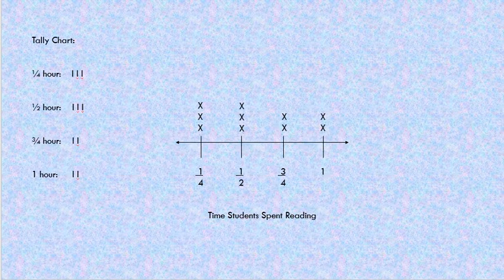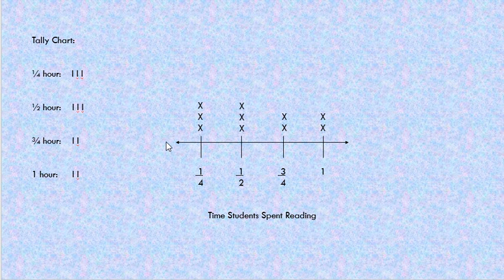Now that you've had time to organize your data into a tally chart, this is what your tally chart should look like. There were 3 students who read 1/4 hour. There were 3 students who read 1/2 hour. There were 2 students who read 3/4 of an hour, and there were 2 students that read 1 hour. Now, we can use this information in our tally chart to make a line plot.